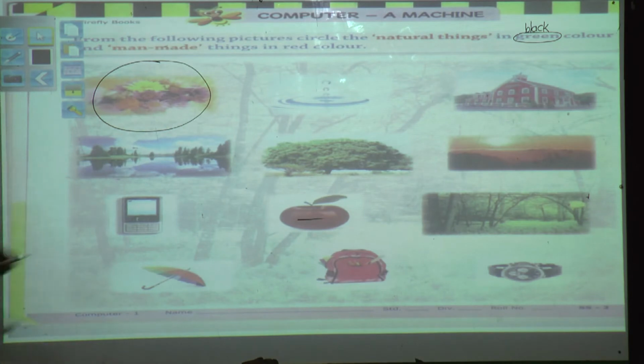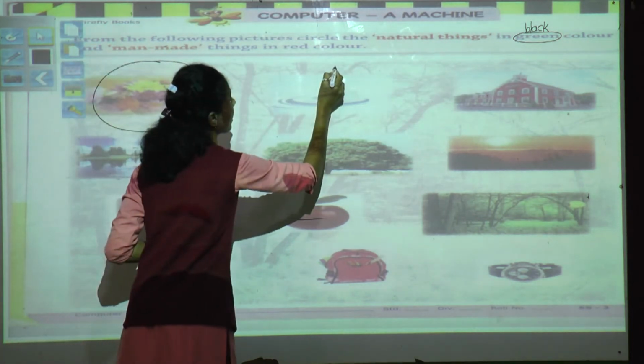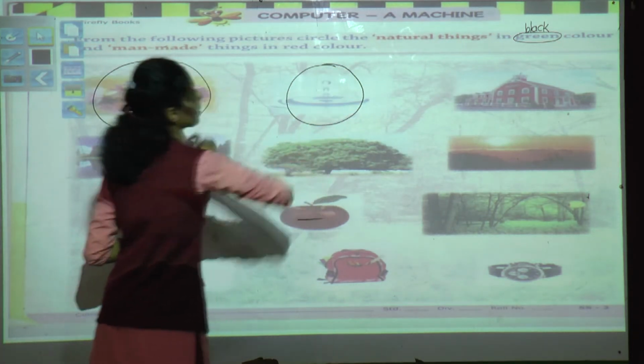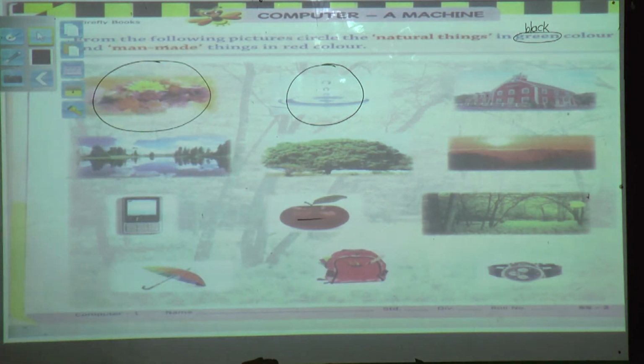Okay. Now next is what? Second number is water. Then is it a natural thing or a man-made thing? Good. It is the natural thing. Then I will use the red, black color, but you have to use the green color for natural things.